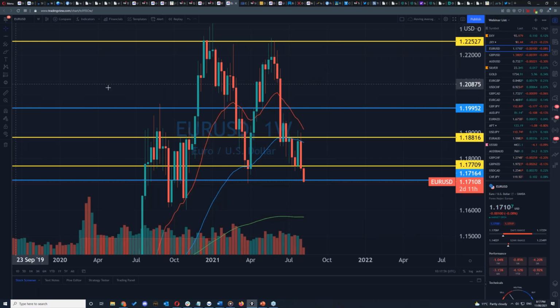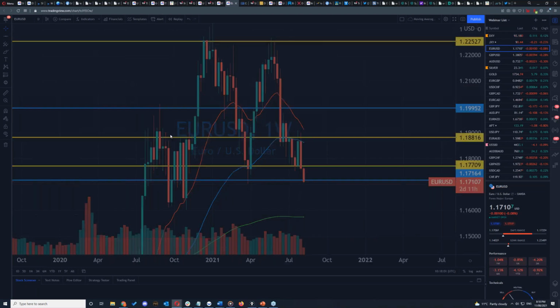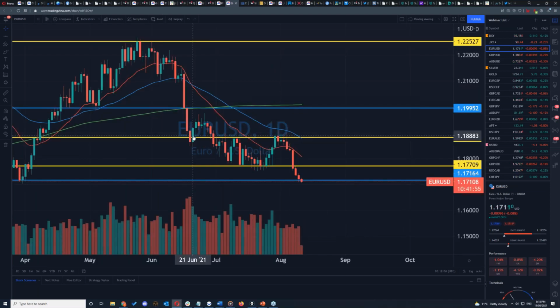So that's our first step. I mean, it's that simple. Does it even physically look like it's going up or down on the weekly? Now, again, it may not make sense right now, but it will.